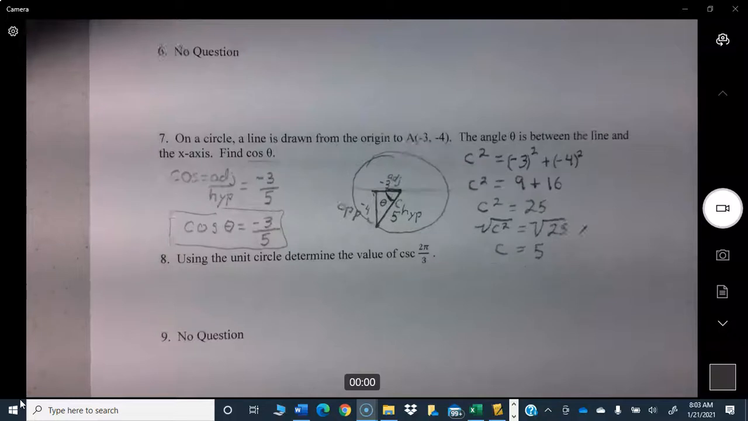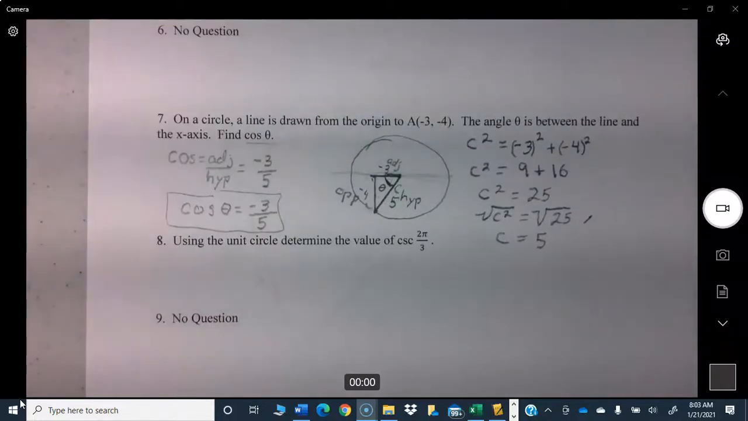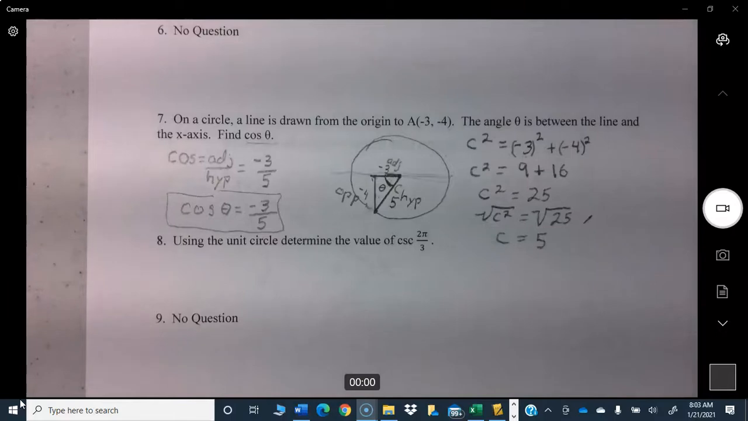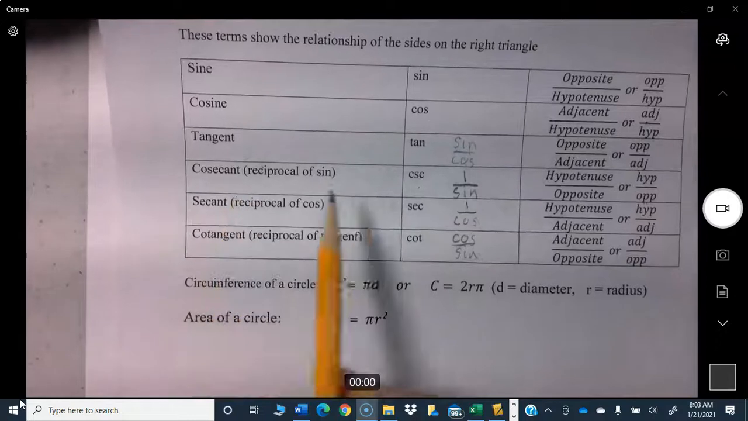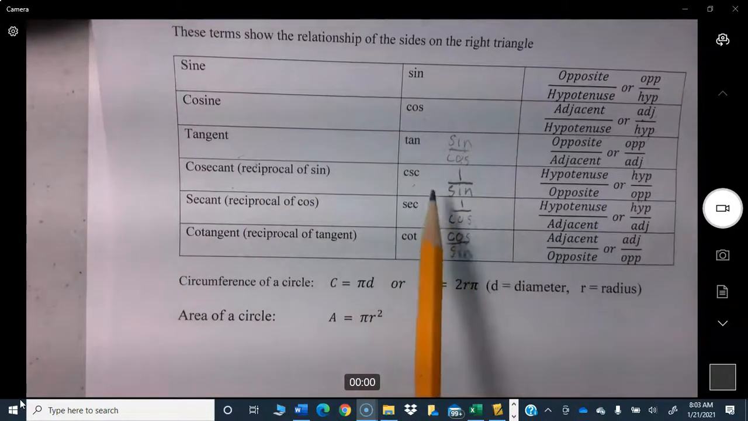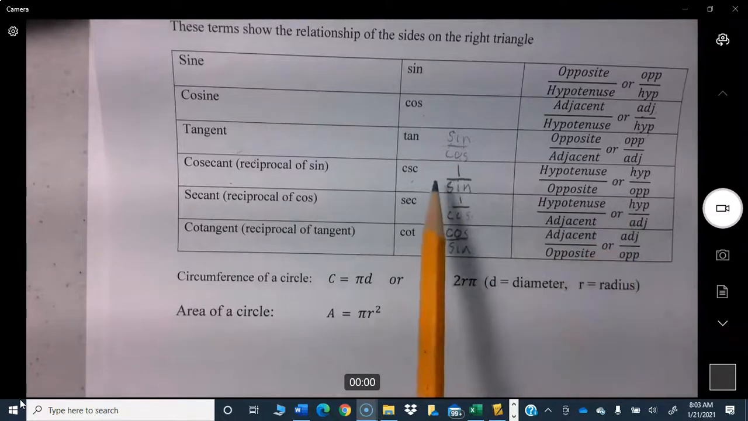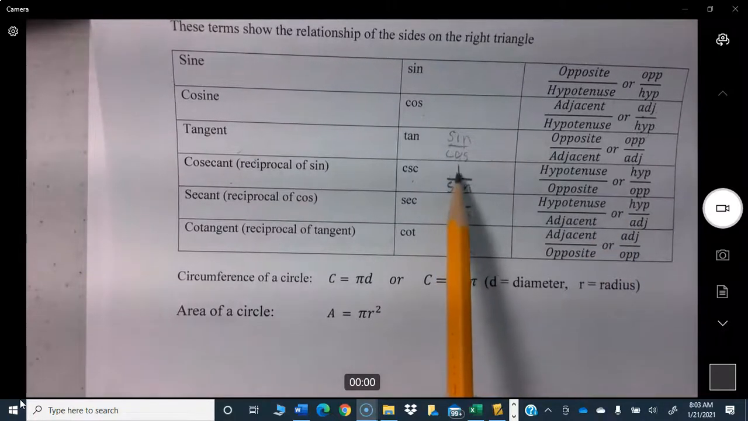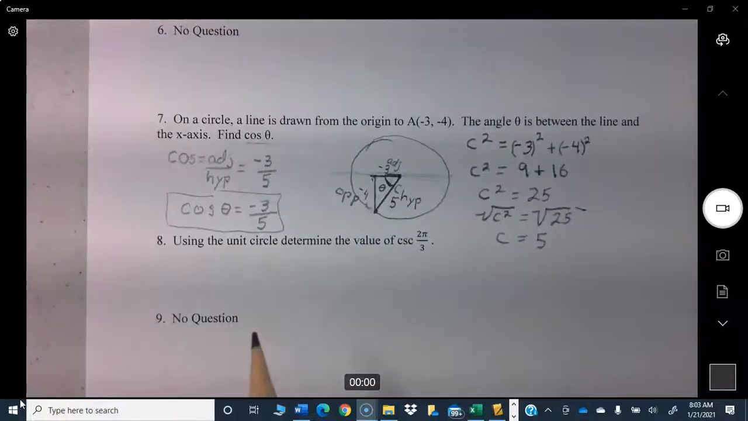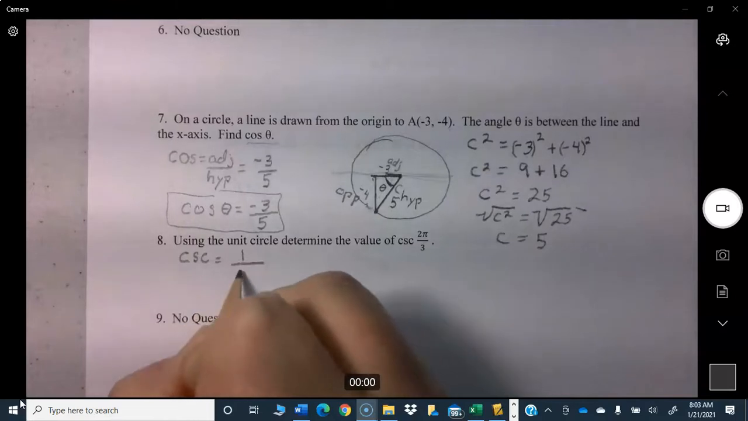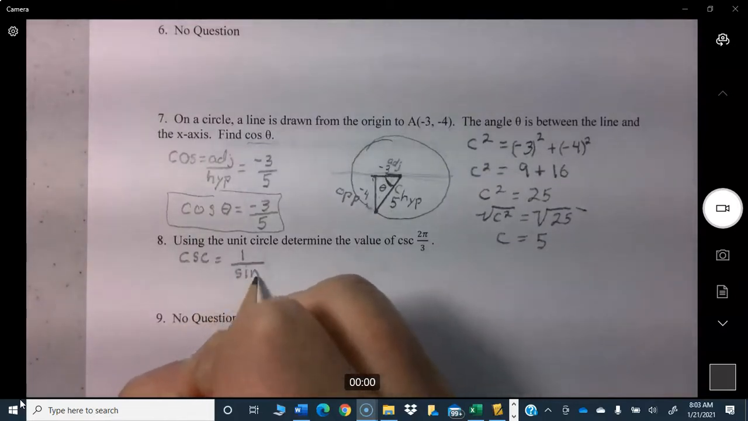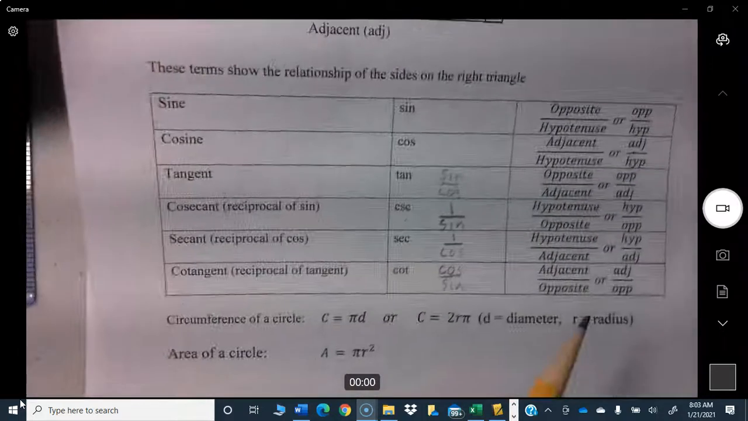Okay, number 8. Using the unit circle, determine the value of cosecant of 2 pi over 3. So again, we'll come back here. And what's a cosecant? Well, you come right here, and you should write these in if you haven't already. It's the hypotenuse over the opposite, but in terms of sines and cosines, it's 1 over the sine. It's the reciprocal of the sine.